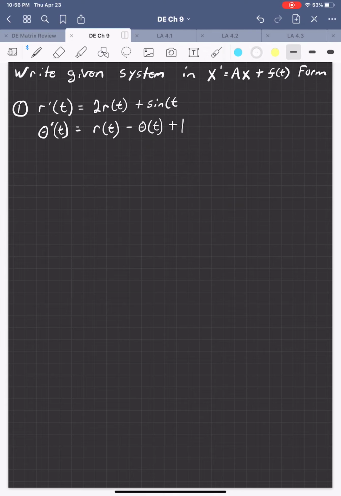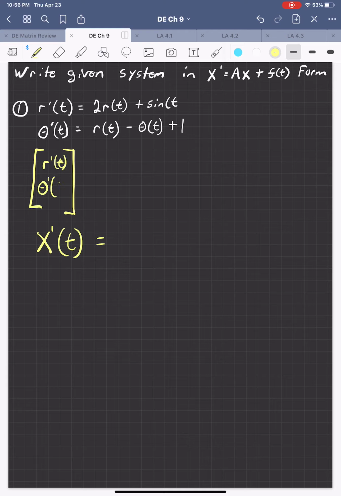After you get good at this, you can make this a little bit easier, but let's go ahead and start with the fact that you have r prime of t, and then you have theta prime of t. Those are going to make up your x prime of t vector. So this is going to be composed of r prime of t and theta prime of t.